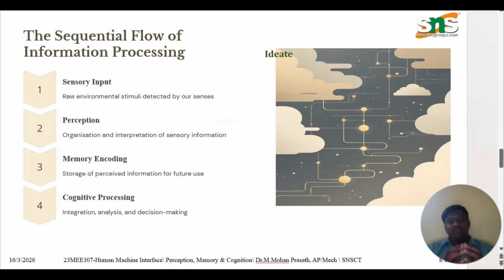Next, the flow of information, which involves the sensory input. In sensory input, raw environmental stimuli are detected by our senses, then sent to perception, which integrates the raw data. Next, it is sent to memory, which performs the encoding, and it is stored. And finally, it is sent to cognitive processing, which performs integration, analysis, and decision making.